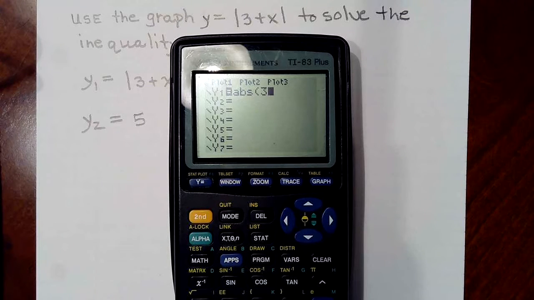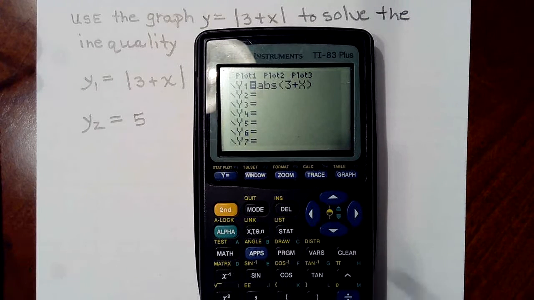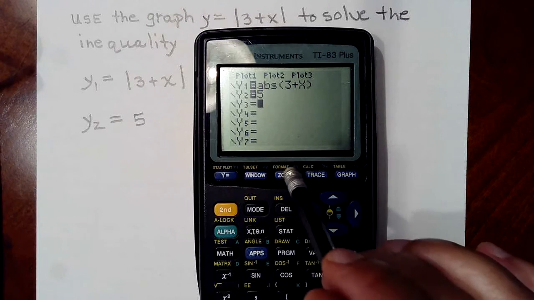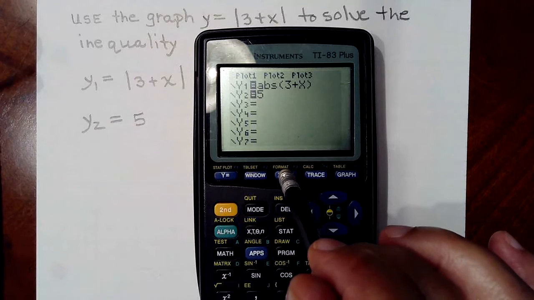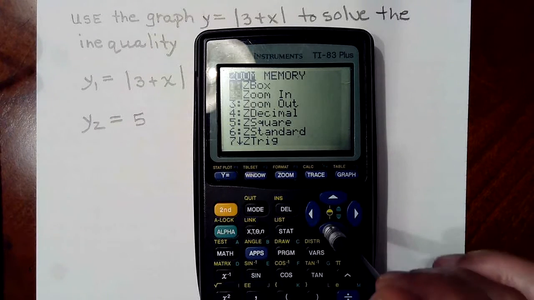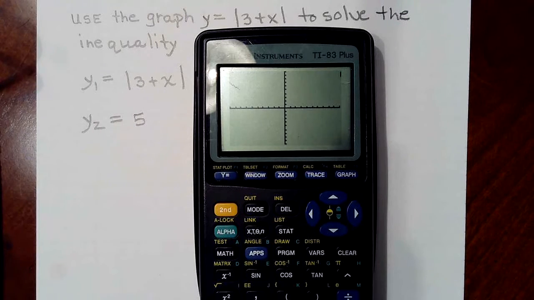Enter what is inside the absolute value bars in your problem, which is 3 plus x. And then close the parentheses. Jump down to the second function. We said that we're going to enter y is equal to 5 for that one, and then press enter for that as well. You can make sure that you're pressing a standard window. On this zoom key right here is where all the pre-made windows are. I'm going to use a standard window.